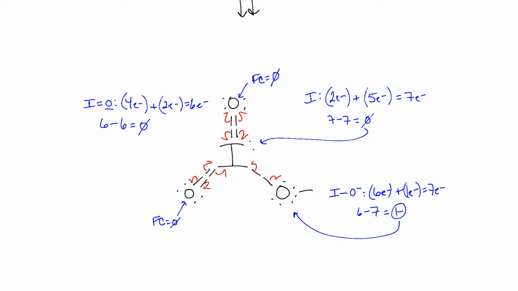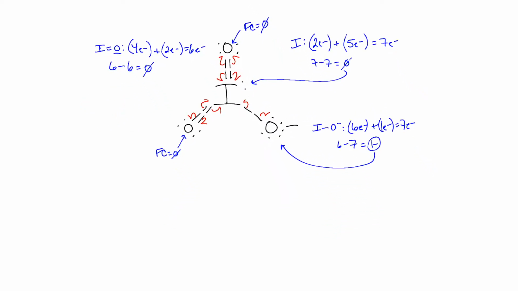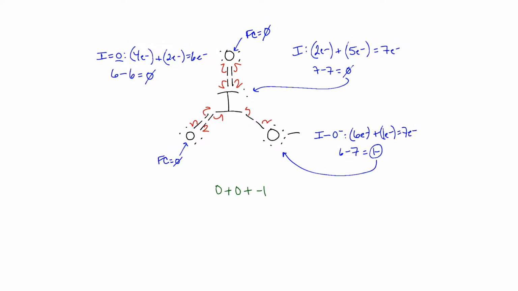So again, we can add up all these formal charges and get the total charge on the molecule. Remember that the charge on iodate, IO3 minus, is 1 minus. So we're just going to total these up really quick. So we can go 0 plus 0 plus -1 plus 0 equals -1.